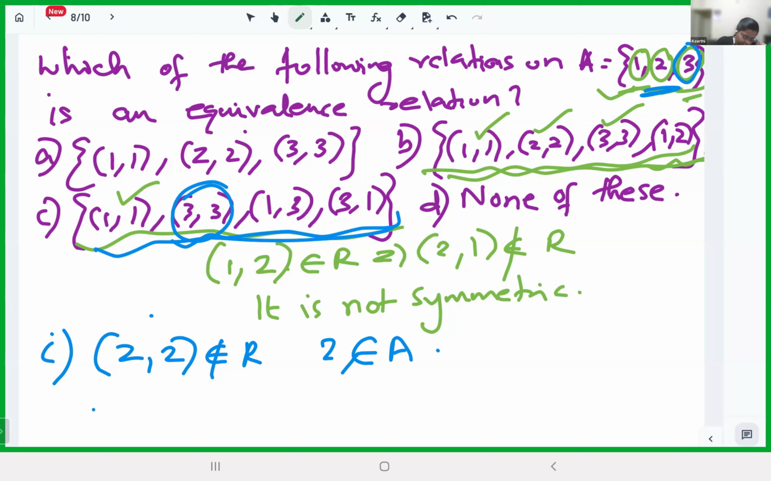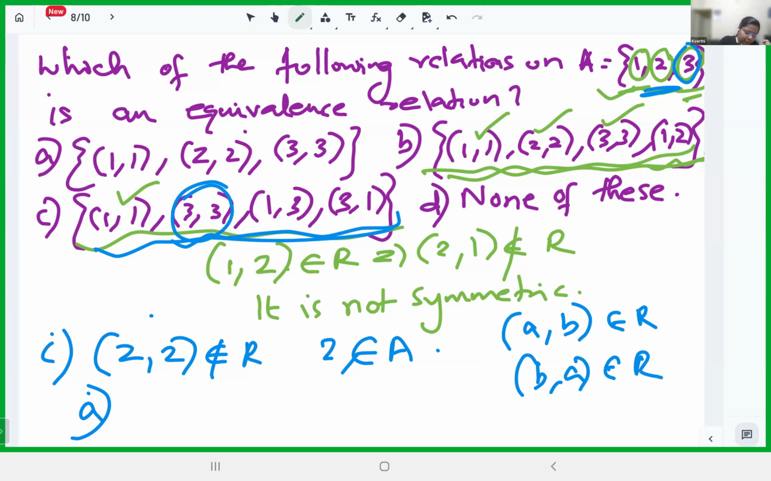Now we are moving on to the first option A. Okay, first option, that is (1, 1), (2, 2) and (3, 3). So clearly it satisfies the reflexive property, right? It satisfies the reflexive property. And we can say that it is symmetric as well as transitive. Why can we say that? We cannot take an ordered pair (a, b) belongs to R which does not satisfy (b, a) belongs to R, right?